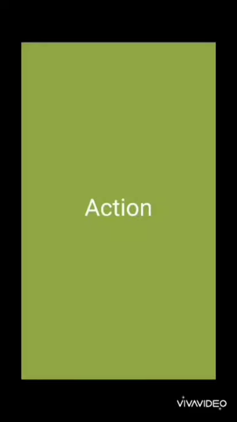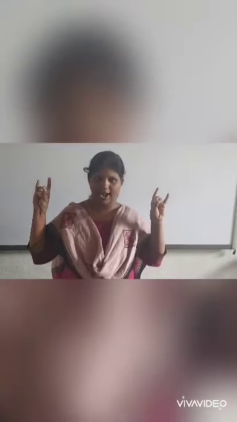Children, tell me what is the name of this letter? The name of this letter is Z. Can you tell me what is the sound of this letter? Z. Tell me what is the sound of this letter? Z. Next, let us say the sound with action. Children, keep your hand like this and do like this and say Z. Children, let us do the action and sing along with the song.